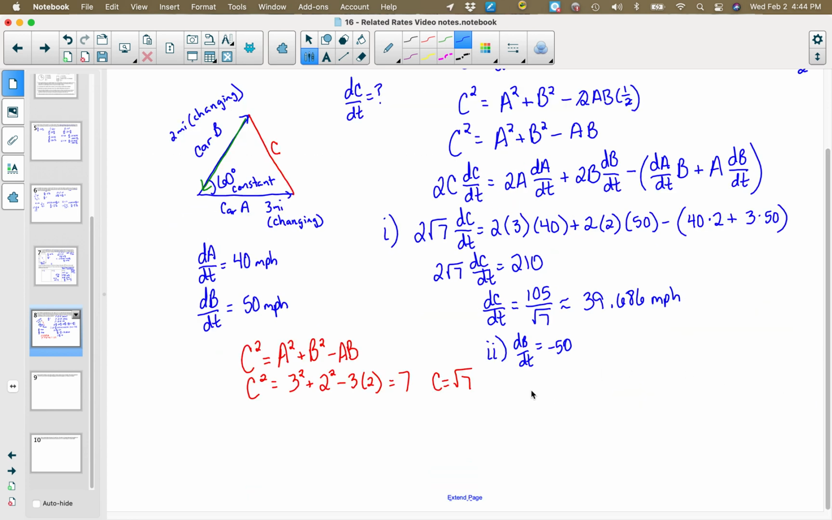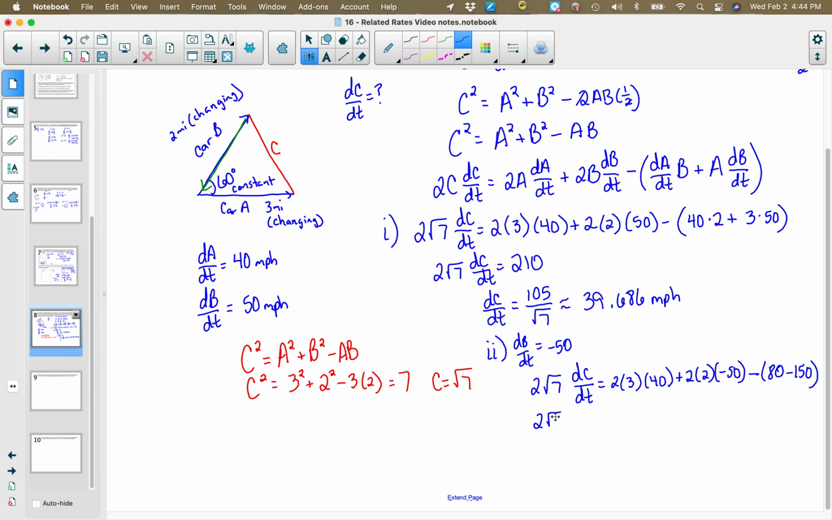So we can just plug in. We get 2 root 7 dC/dt equals, and we're still going to have all the same numbers here. The only difference is anytime you see a 50, put a negative 50. So I'm not going to go back to each of the formulas there. So this would be a negative 50 minus, and this is going to be 80 plus a negative 50, or 80 minus 150.